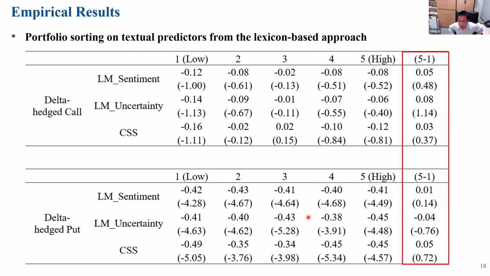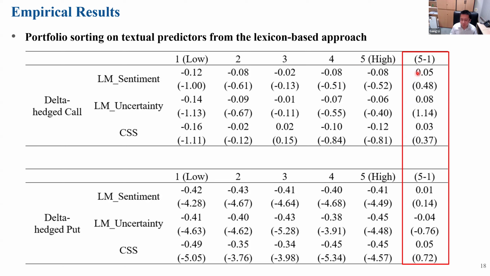The test follows the traditional portfolio sorting approach. At the end of each month, we sort firms by those textual predictors, either lexicon-based or machine learning predictors, into quintiles. Within each quintile, we compute the average delta-hedged option returns over the next month. The difference of the portfolio returns between the top and the bottom will reflect the predicted pattern by a certain textual predictor.